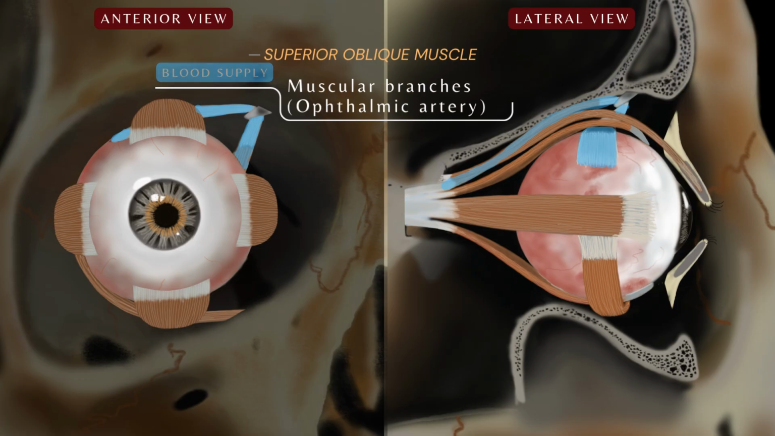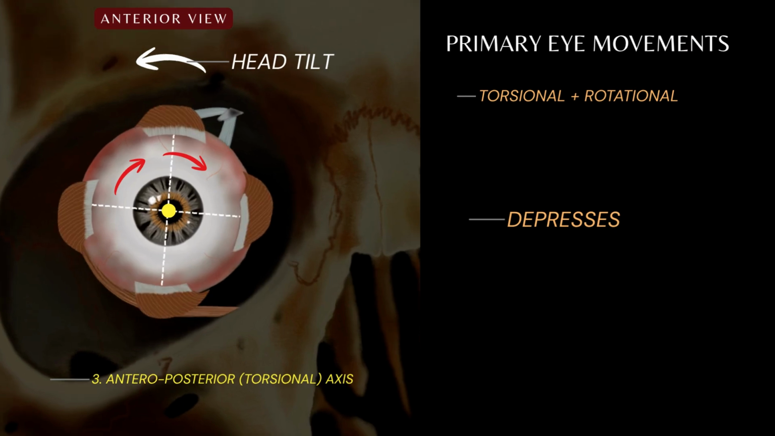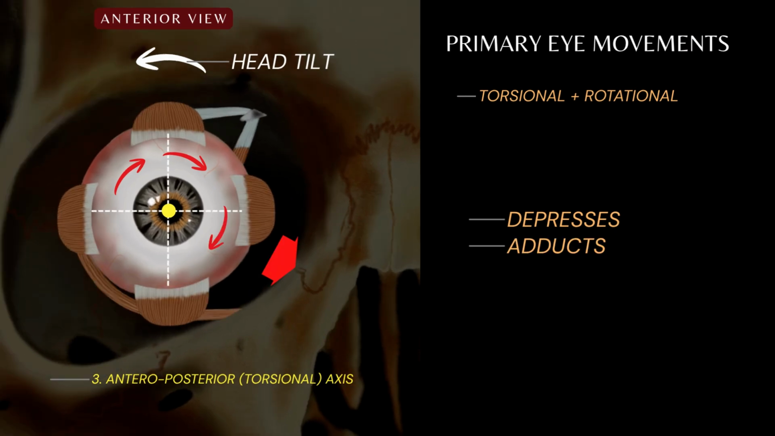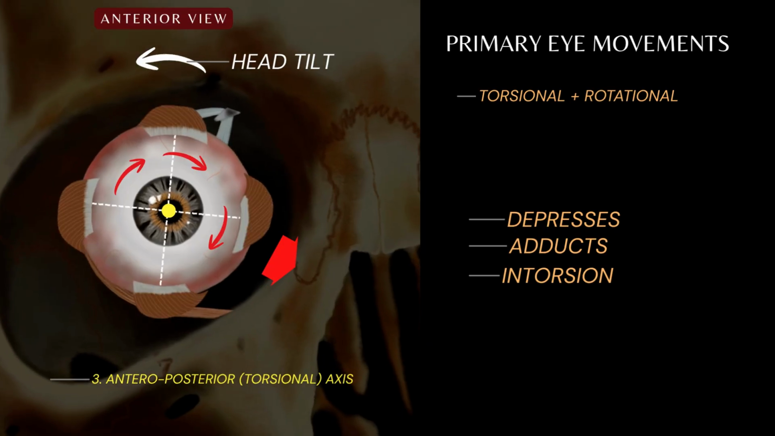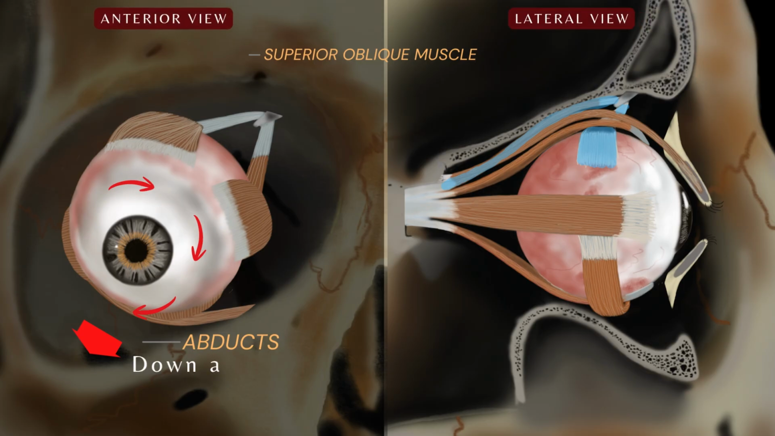Actions. The superior oblique depresses the eye, abducts the eye, and causes medial rotation and torsion. This rotation ultimately abducts the eye, leaving it in the down and out position.